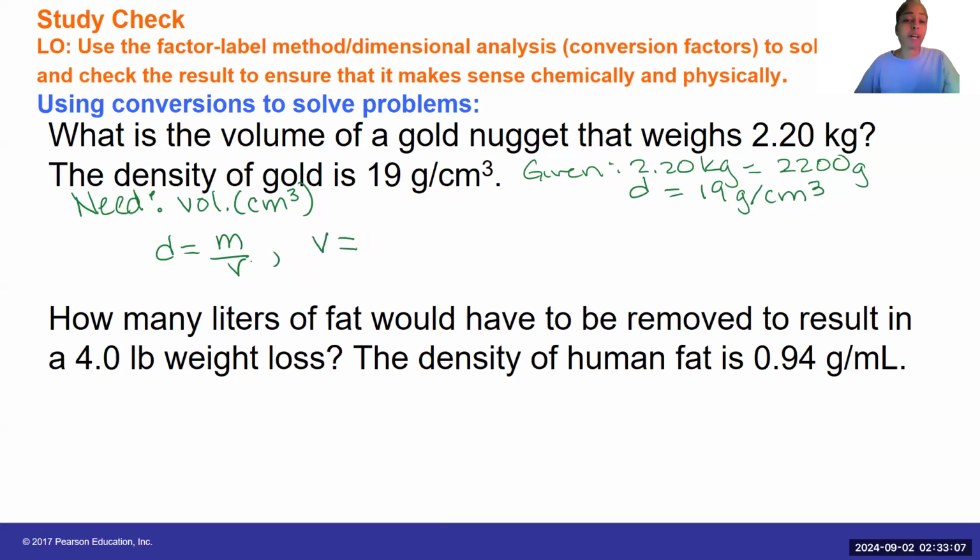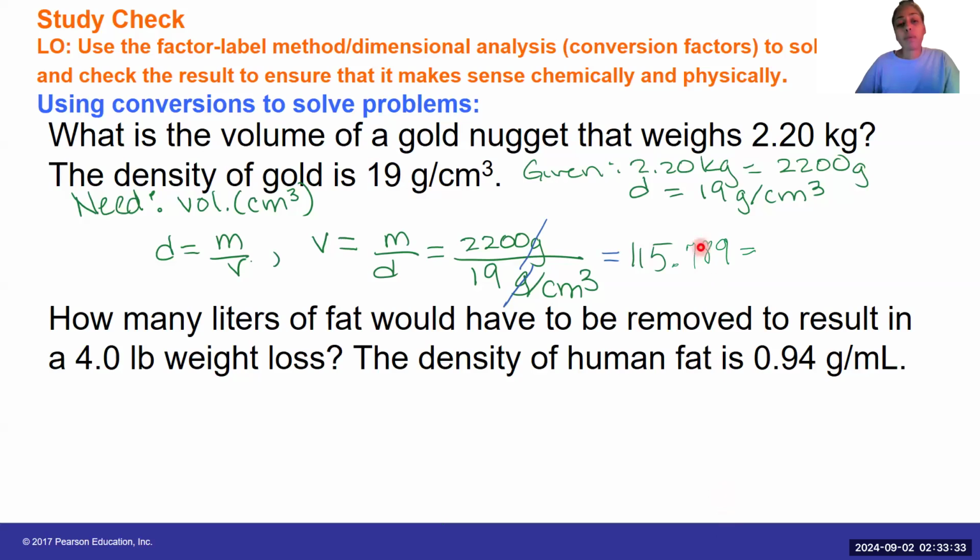We want to find the volume. Volume is going to be mass divided by density. And so we take this newly calculated mass, 2,200 grams, and divide it by 19 grams per centimeter cubed. When we cancel out our grams, being that centimeters is in the denominator of a denominator, it moves up into our numerator. When we do this math, we get 115.789.